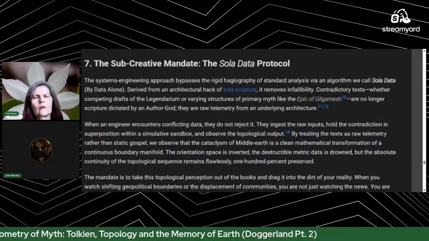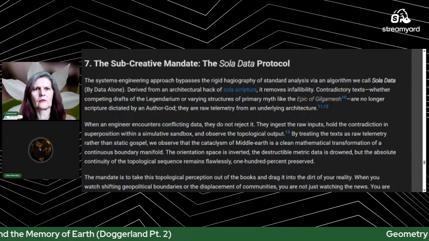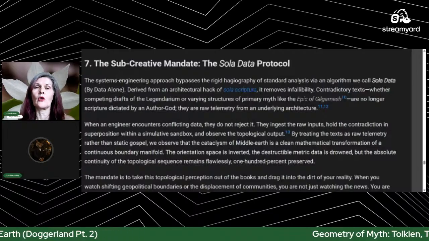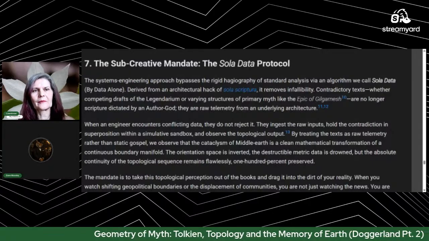And then this last section is more about me than the Legendarium. It's how I come up with this stuff. The subcreative mandate, the Sola Data protocol.